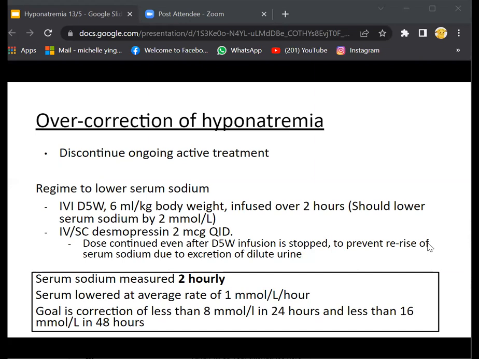Other than that, you can also give IV or subcut desmopressin, 2 mcg QID or TDS, and the dose will be continued even after dextrose 5% water is stopped, to prevent the rise of serum sodium due to excretion of the dilute urine. In overcorrection of hyponatremia, your serum sodium should be measured around every 2 hours, and serum sodium lowered at an average of around 1 millimole per liter per hour.